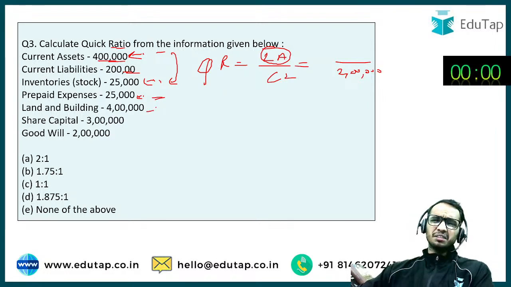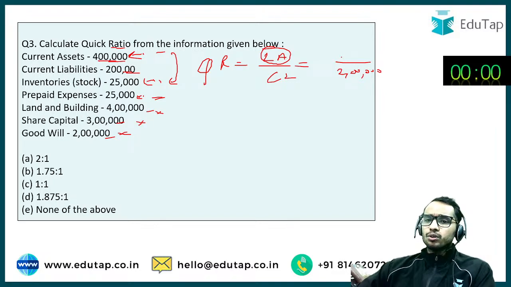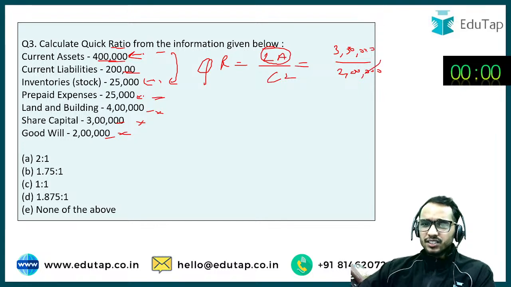Land and buildings, we don't have to do anything with that. Share capital, goodwill, irrelevant point, right? So this becomes your 3,50,000. So you don't have to do anything else. Just have to divide it. 350 divided by 200. You will have your answer with yourself.